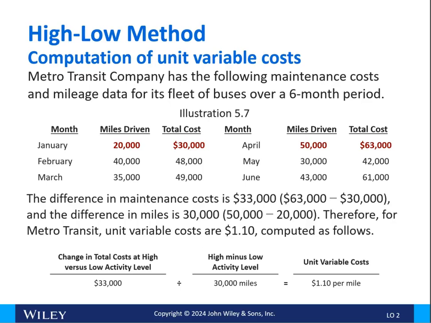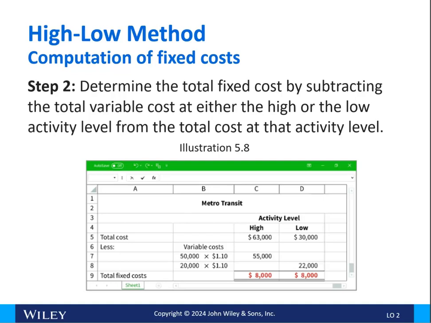So for Metro Transit, the unit variable cost is $1.10 per mile, because we take the change in cost, 63 minus 30, $33,000, divided by the change in activity, 50,000 miles minus 20,000 miles, 30,000 miles. $1.10 per mile is our unit variable cost. So for each additional mile we drive, it's an additional $1.10 cost.